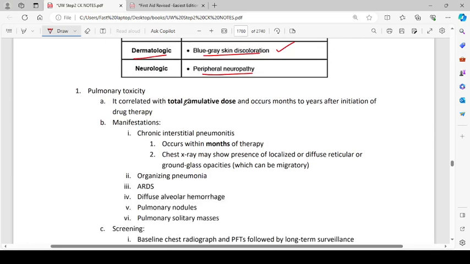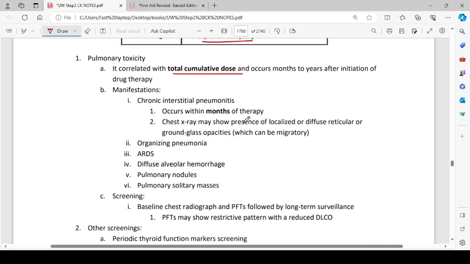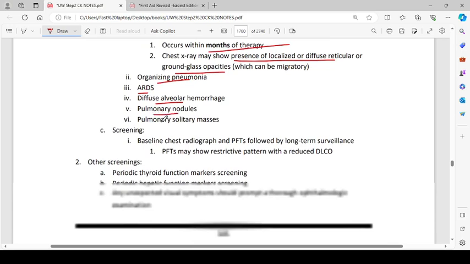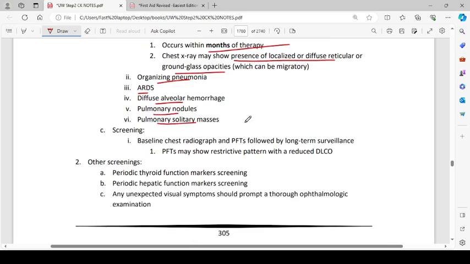Pulmonary toxicity is correlated with the total cumulative dose and occurs months to years after initiation of the drug therapy. Manifestation: chronic interstitial pneumonitis occurs within months of therapy. Chest X-ray may show the presence of localized or diffuse reticular or ground glass opacities which can be migratory. Others include organizing pneumonia, ARDS, diffuse alveolar hemorrhage, pulmonary nodules, and pulmonary solitary masses.